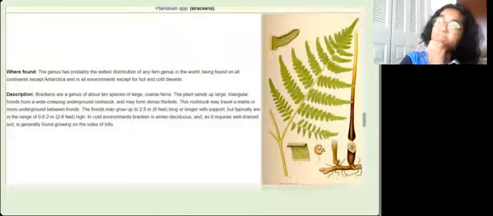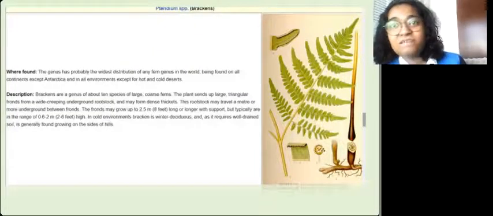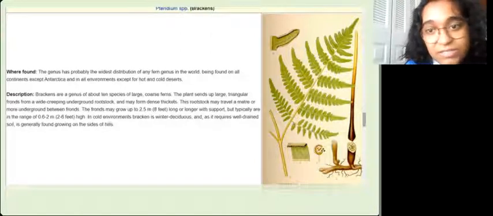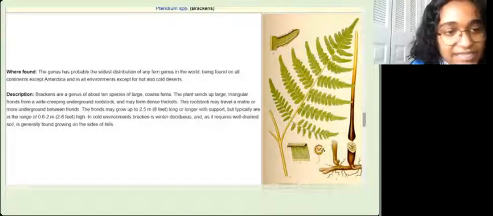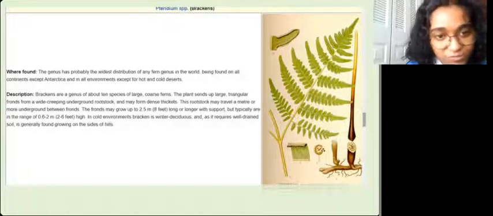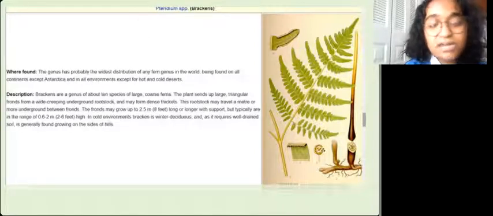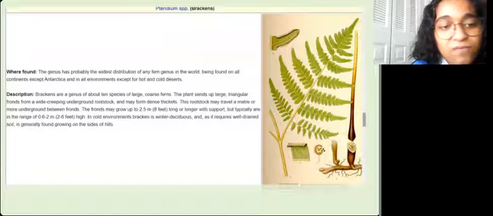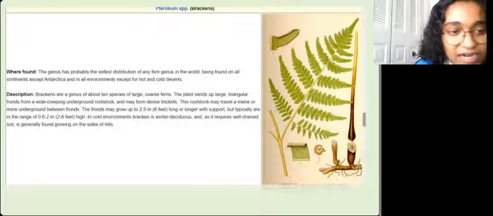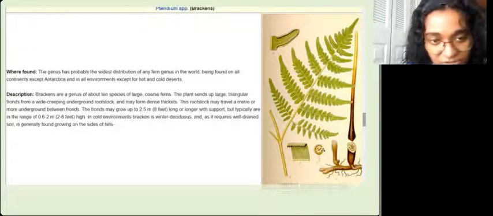Okay, the bracken, the most common in the British Highlands and the most common of the world's weed species. The genus has probably the widest distribution of any fern species in the world, being found on all continents except Antarctica and in all environments except for hot and cold deserts. Brackens are a genus of about 10 species of large coarse ferns.